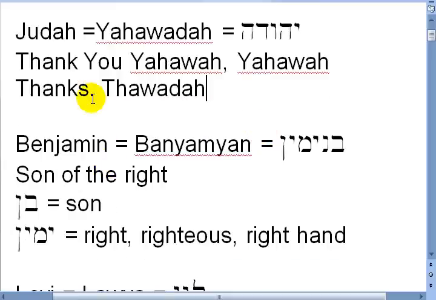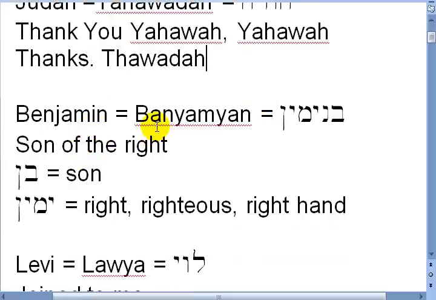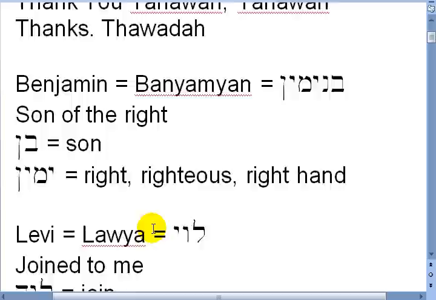All right, the next tribe is Benjamin, which is Bunyamyan, as you see here. Bunyamyan means son of the right. Bun is son, and Yamyan is right, righteous, or right hand. Because the right hand is a righteous hand, like the scriptures say, a righteous man is on the right hand and a wicked man on the left hand, something to that effect in the book of Ecclesiastes. So that's what that means. Bunyamyan means son of the right.